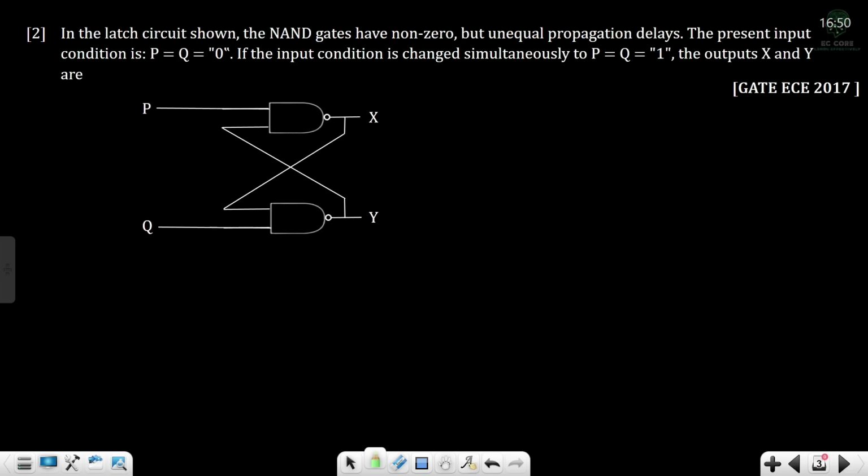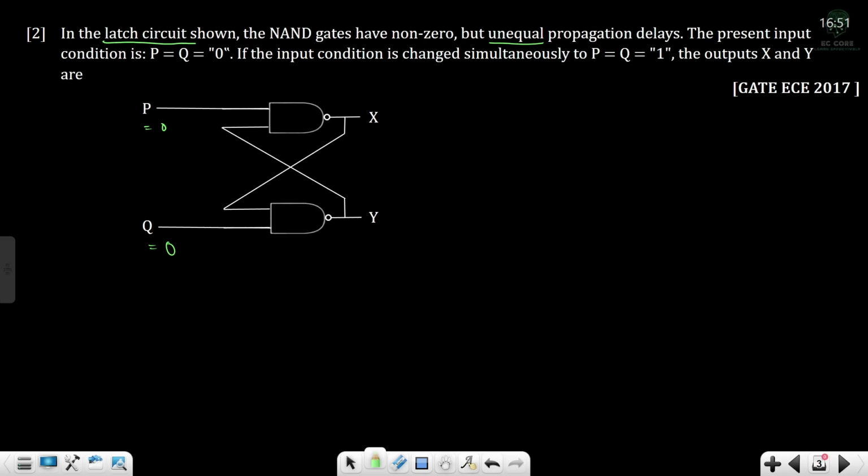So coming on to the next question. In a latch circuit, the NAND gates have non-zero but unequal propagation delay. So keep in mind here, unequal propagation delay. The present input is P equal to Q equal to 0. So here we have P equal to 0 and Q equal to 0. If the input condition is changed simultaneously to P equal to Q equal to 1, the output is asked. So what will happen if my input is changed to P is 1 and Q is 1? If you have studied the SR latch using NAND gates, this is an SR latch, but we are replacing S and R with P and Q here.